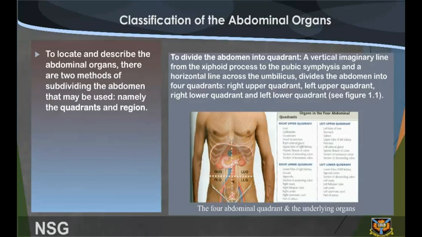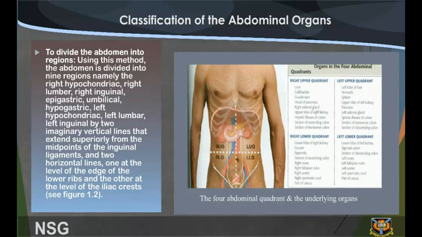Classification of abdominal organs. To locate and describe the abdominal organs, there are two methods of subdividing the abdomen that may be used, namely the quadrants and regions. To divide the abdomen into quadrants, a vertical imaginary line from the xiphoid process to the pubic symphysis and a horizontal line across the umbilicus divides the abdomen into 4 quadrants: right upper quadrant, left upper quadrant, right lower quadrant, and a left lower quadrant.